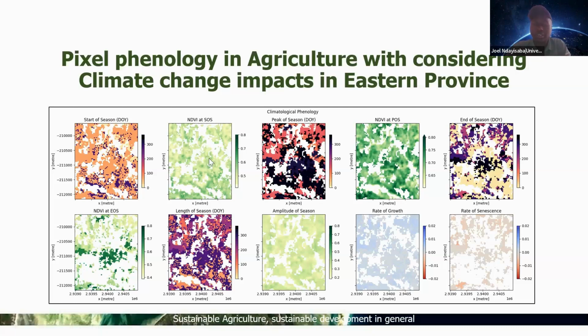Forest or forested areas are not changed. But on the agriculture area or agriculture field, the vegetation cover changes over time. That's why you observe that at the start of season, the vegetation is too low, but at the peak of season, the vegetation is high density.